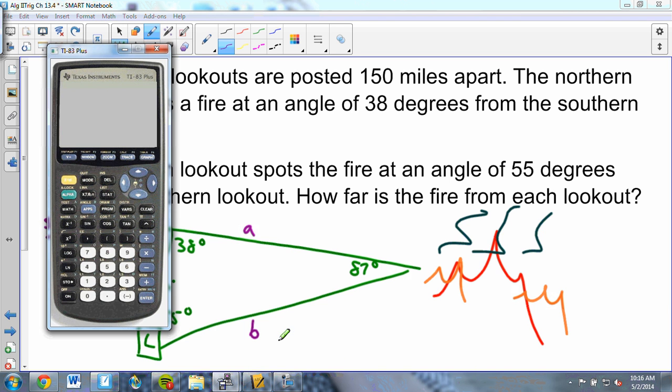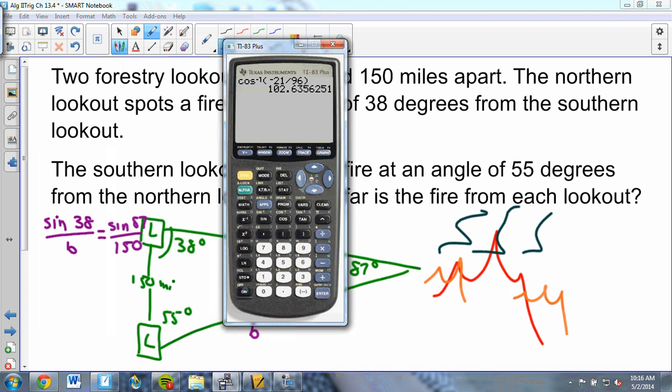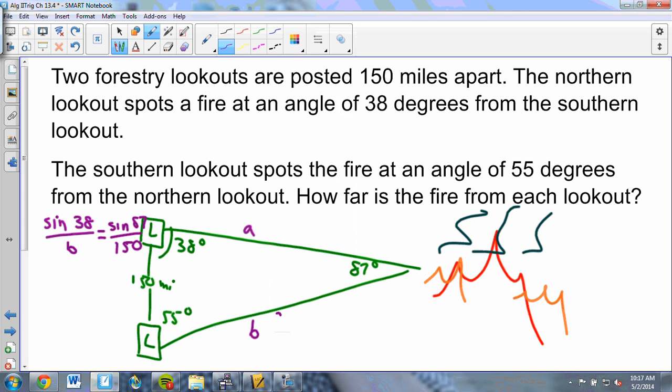So I'm going to do sine 38 times 150 divided by the sine of 87. And that gives me 92.5. So this distance here is 92.5 miles.